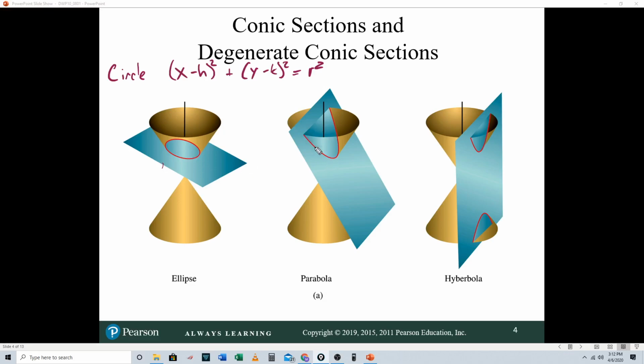And then we have a parabola that we deal with. We have a couple equations for this. And then we have the hyperbola, which is a vertical intersection of the 2 cones, where it forms 2 parabolas, basically, that are mirror reflections of each other. So that's what we're going to deal with in Chapter 8.